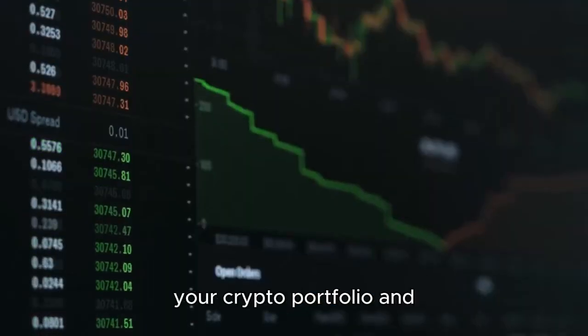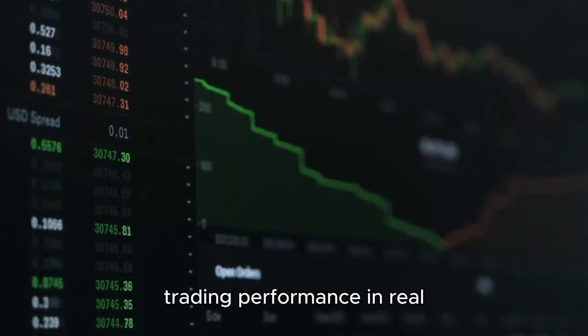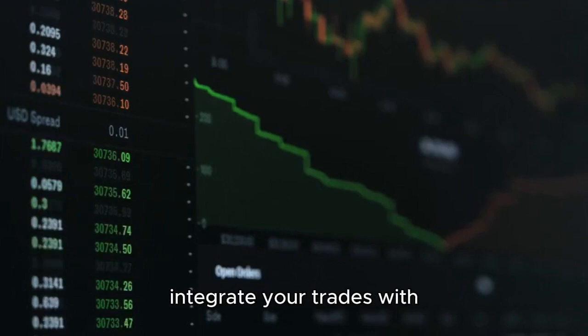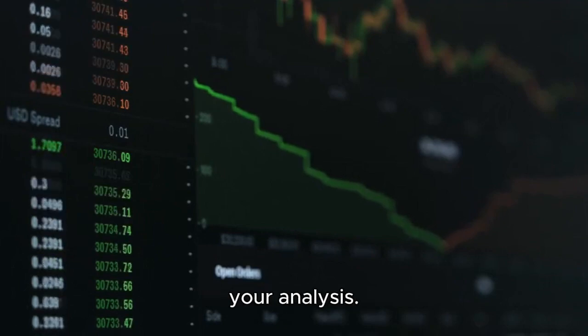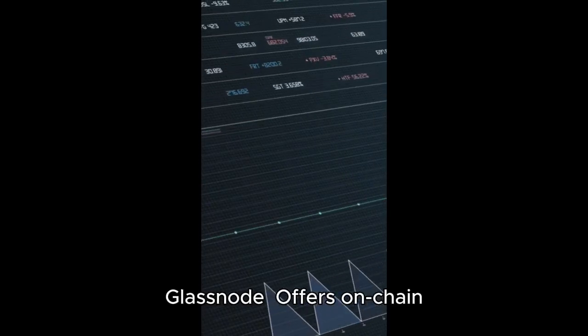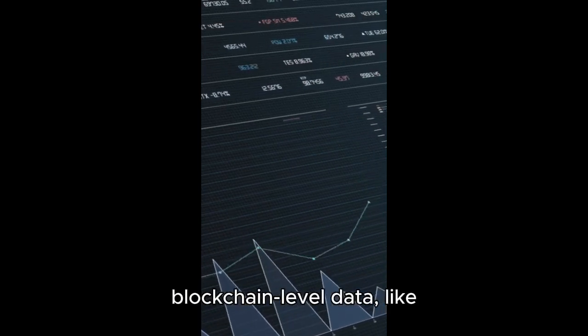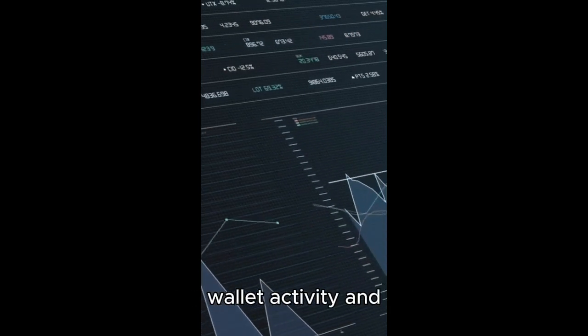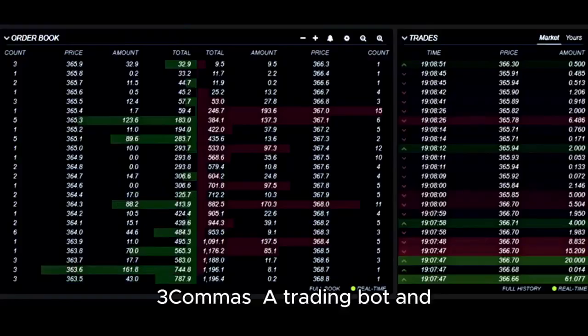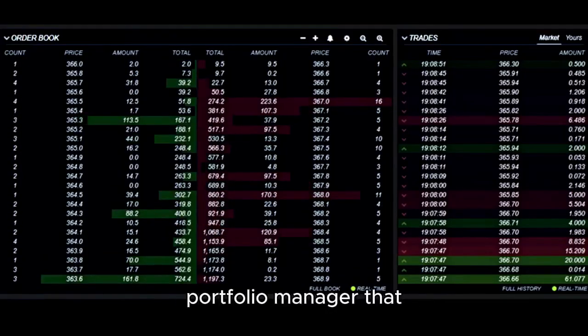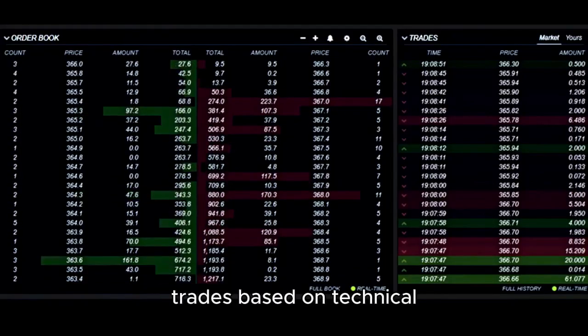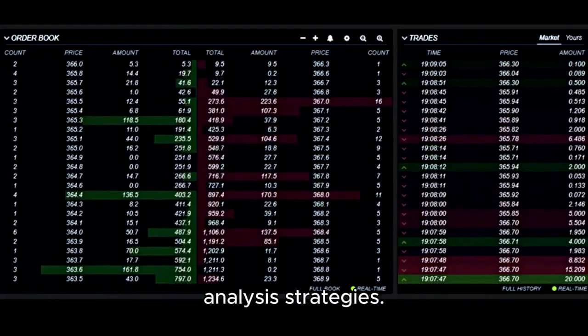CoinStats helps you track your crypto portfolio and trading performance in real time, making it easy to integrate your trades with your analysis. Glassnode offers on-chain metrics to complement your technical analysis with blockchain-level data like wallet activity and transaction trends. 3Commas, a trading bot and portfolio manager that allows you to automate your trades based on technical analysis strategies.